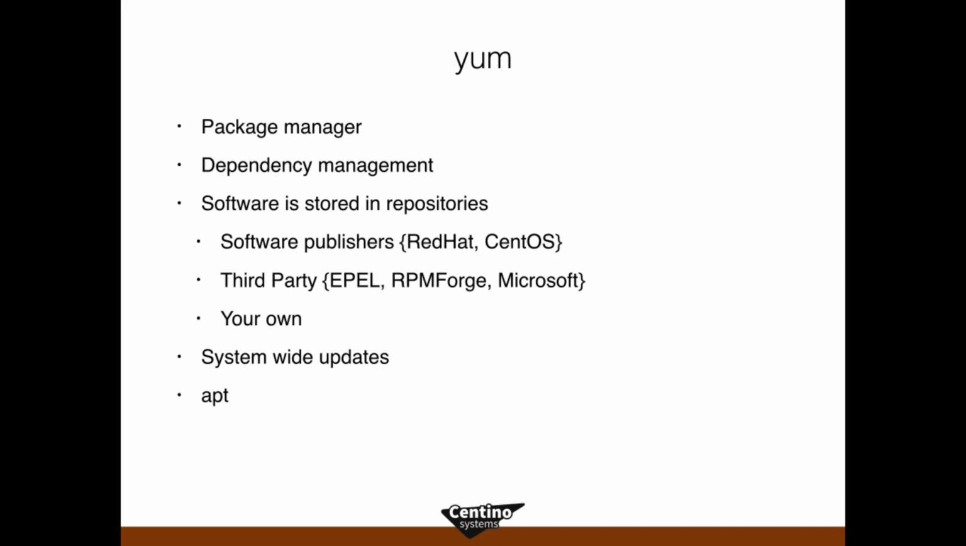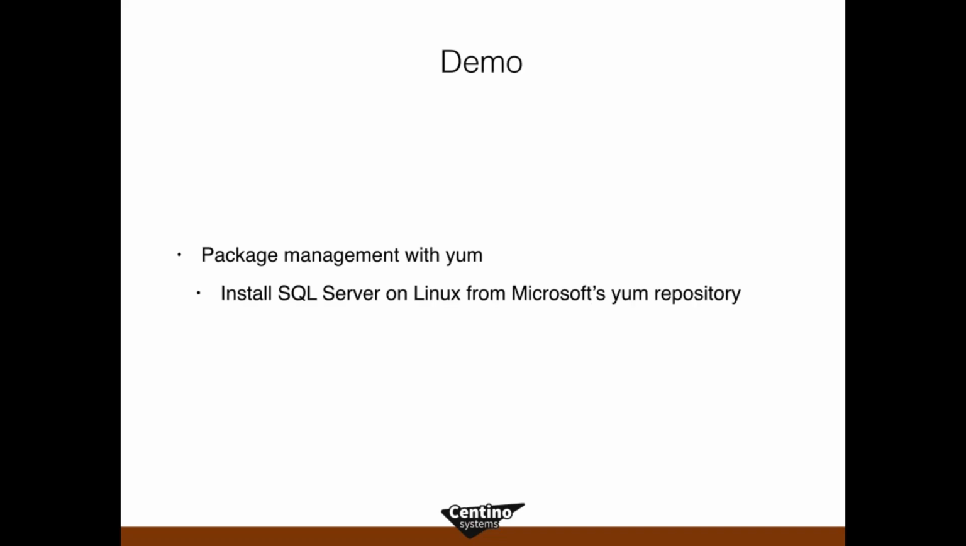So perhaps you don't have internet access in your data center, so you can mirror a repository locally, point your servers in your data center at your local mirror, and get your installations and updates from there. Yum also provides system-wide updates. So I can type yum update, and it'll update all the software on my system. A very effective technique there. Again, apt provides all this functionality if you are using this in the Debian Ubuntu world. So let's jump over to a demo and look at some basic package management with Yum.